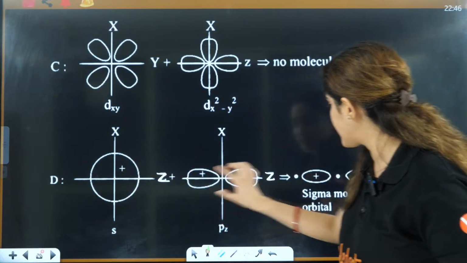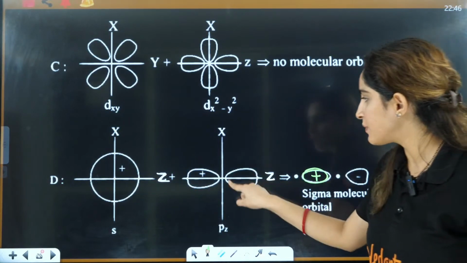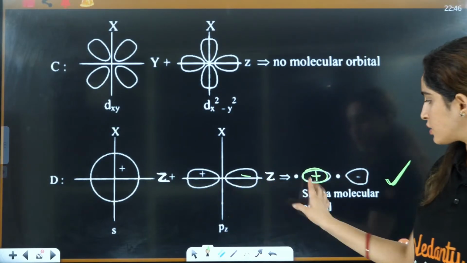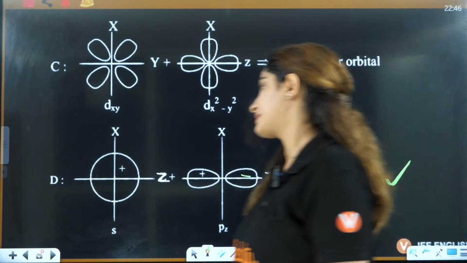So in phase they will combine and they will make a positive overall, right? And this will be the negative side. This will be the negative side. Okay? So that is how sigma molecular orbital is going to form here, right?